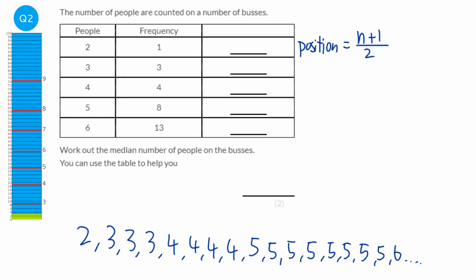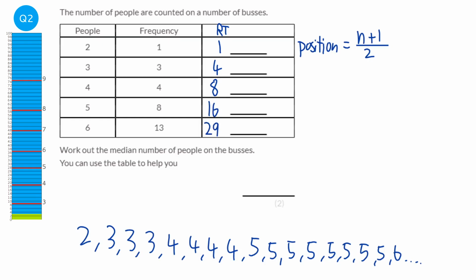So what we do is a running total. The running total is just adding up the frequencies as we go. So the first one is just 1. Then we add the 3 in the next row, so that's 4. Add the 4 in the next row, 8. Add the 8 in the next row, 16. Add the 13 in the next row, and that would be 29.